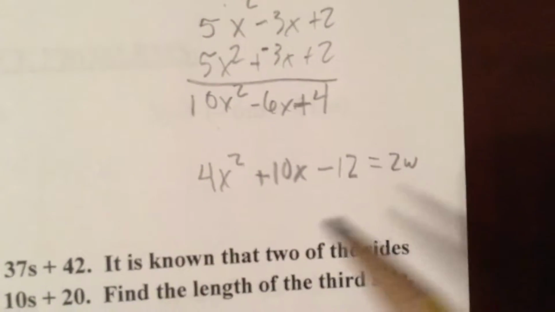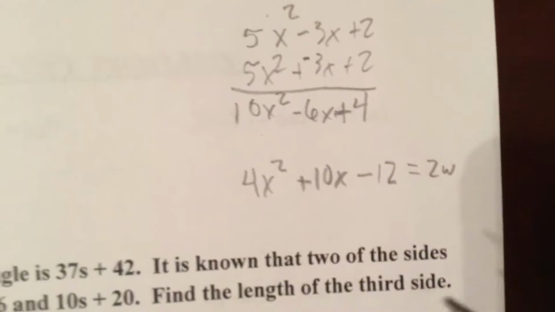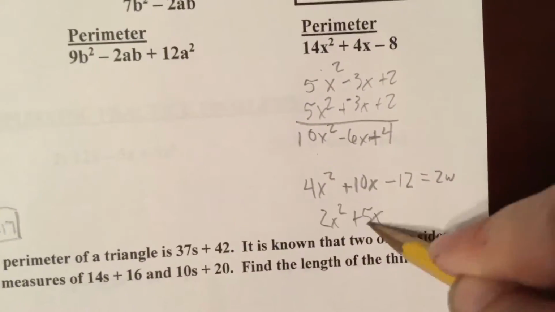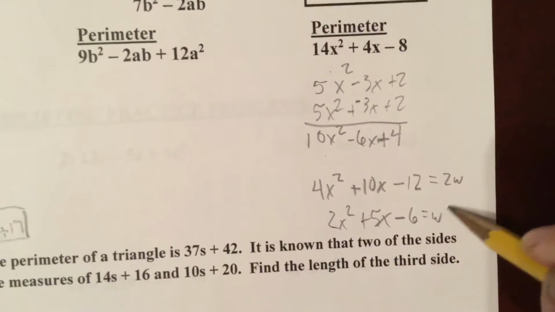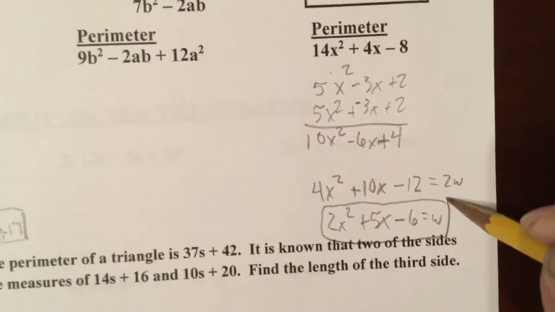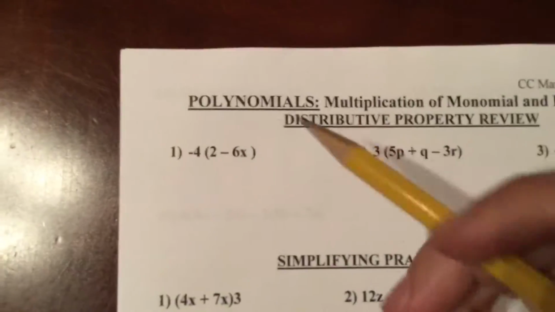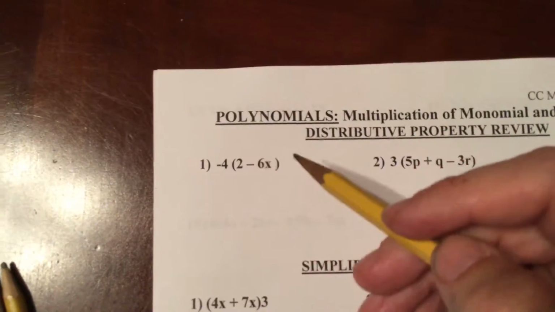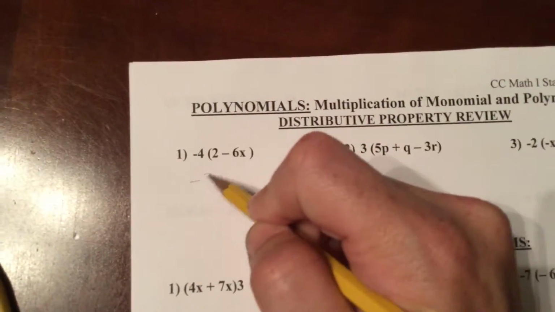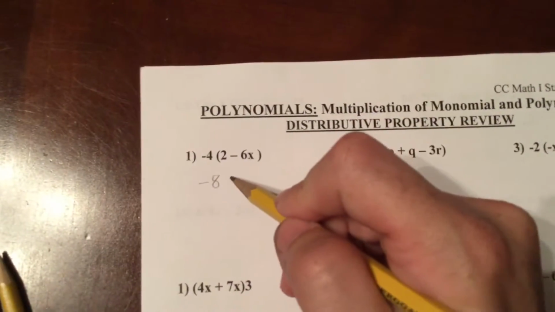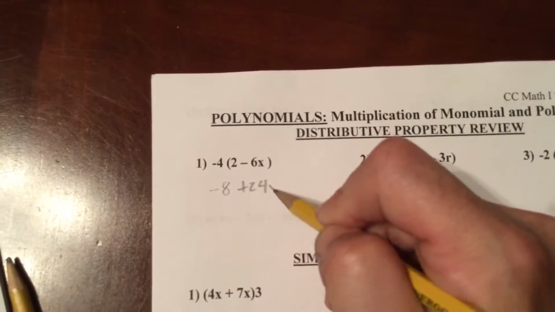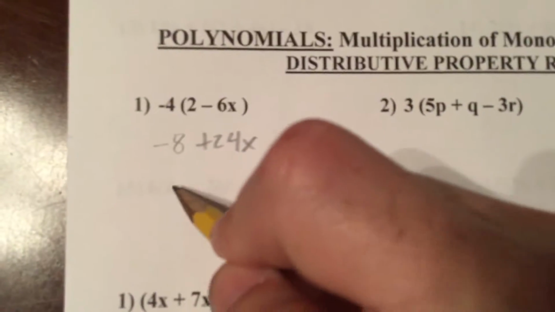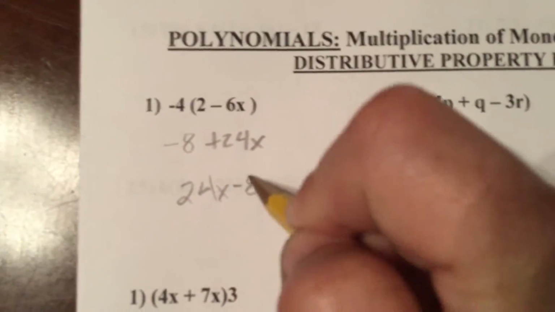So to solve for the width, I would now divide all of this by 2, since that's what 2 of them make. So 4 divided by 2, 10 divided by 2, and -12 divided by 2 would equal my missing width. So when we distribute, we multiply the term on the outside by all of my terms inside. -4 times 2, -4 times -6, and then technically we want to write this in descending powers. So what we'd really want to do is move the x term to the front.